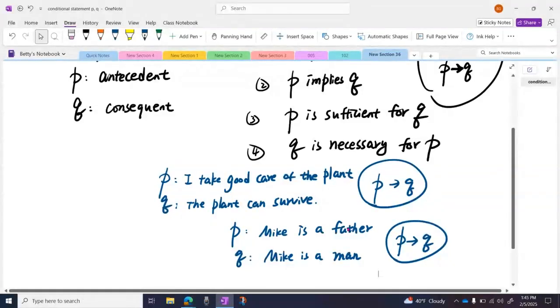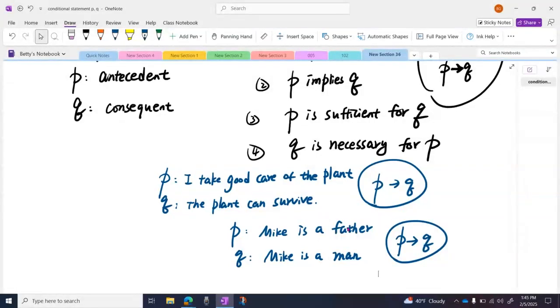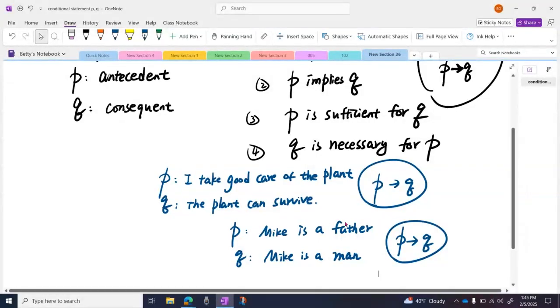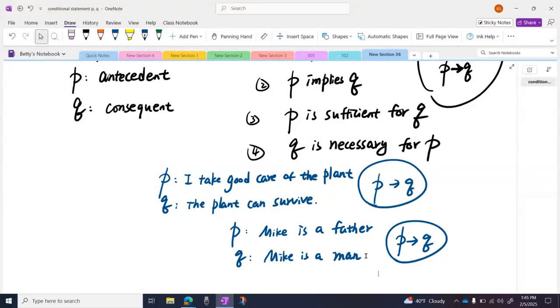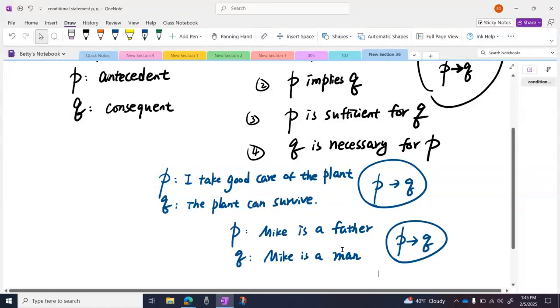We do not consider other high technology, AI, whatever. We only consider the biological part. If a person is a man, isn't being a man necessary for that person to be a father? If it's a woman, it's going to be a mother, right? So do you see what I'm trying to say here?